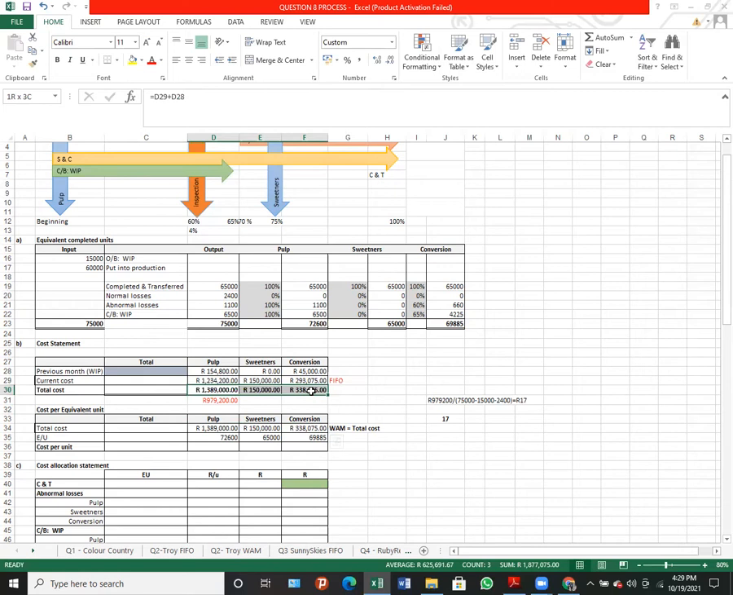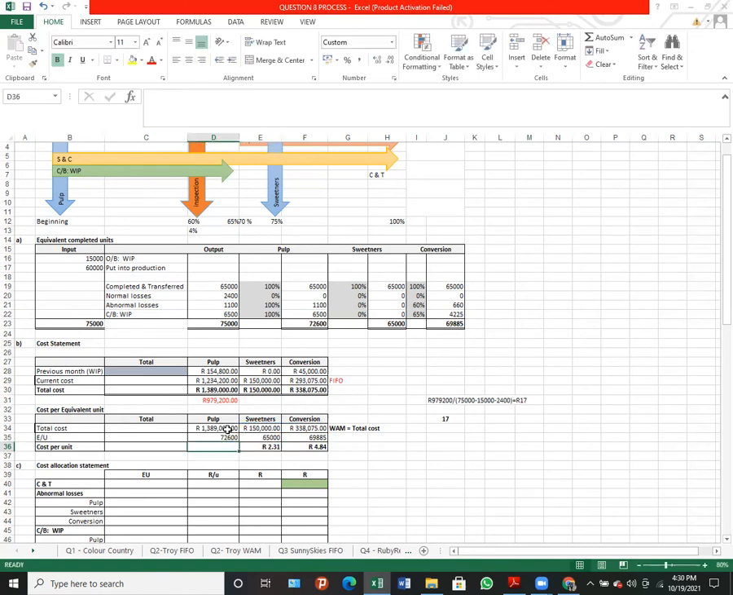We actually use the total. Use the total instead of the current cost. Yeah, you're going to say previous plus current. It gives you the total and then divide with the equivalent units. Yeah. Sure. I hope now, guys, you can see the difference between FIFO and weighted, ne?